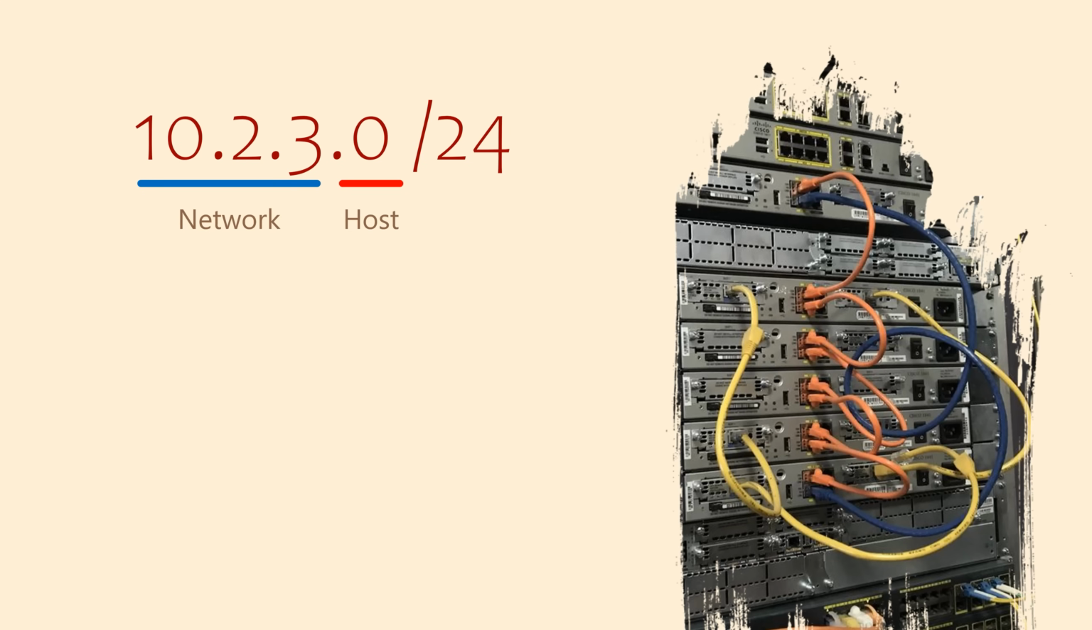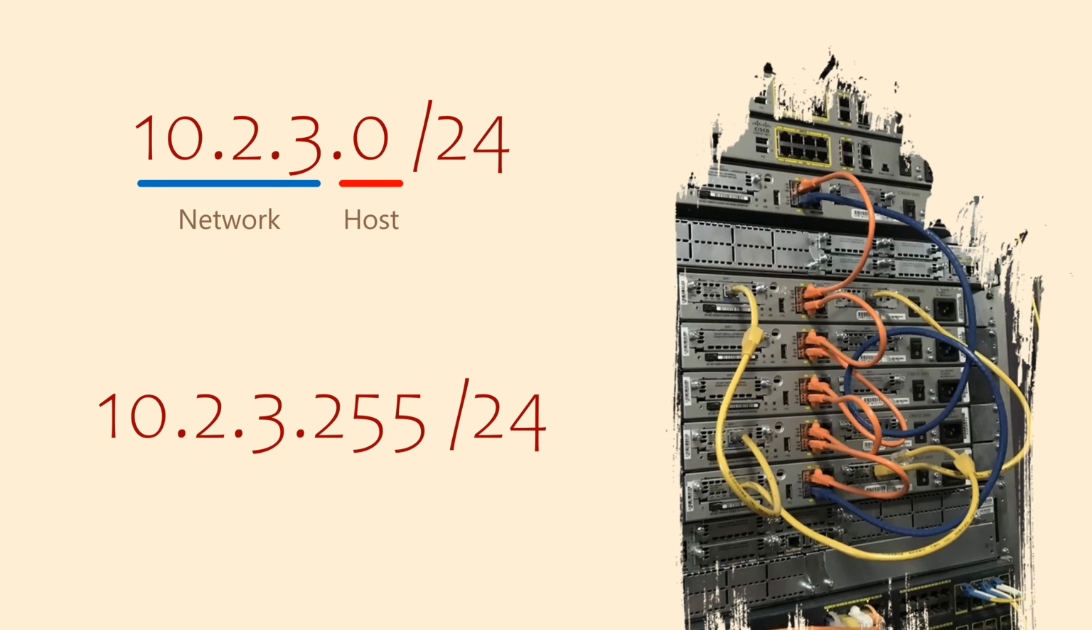We cannot assign this address to any host. The second special address is when the host address is all ones. This is the broadcast address. Sometimes a host needs to send a packet to all devices in the subnet. That's what the broadcast address is for, sending packets to all devices. We cannot configure a host with the broadcast address.